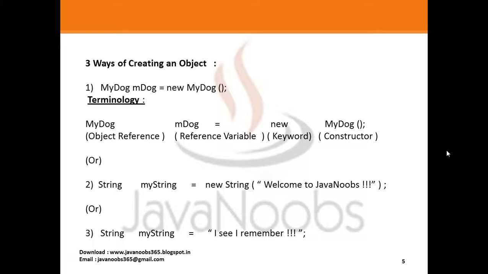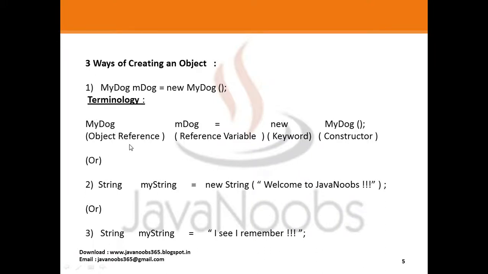Say, for example, you have a class called myDog. This is the syntax you have to follow to create an object inside a class. An object is always created inside a class. Here are the terminologies for every word, explained here. First of all, to create an object, you write the syntax: myDog mdog is equal to new myDog, with a constructor. If you're not following what a constructor is, don't worry about that. Just keep watching the tutorial. As and when we progress, you will get to know things.